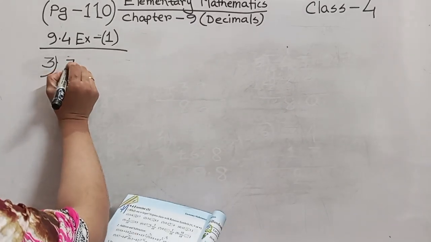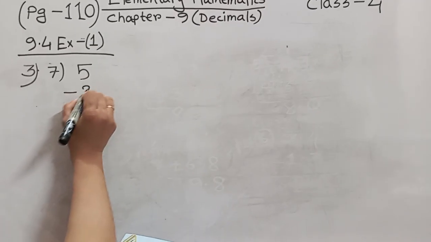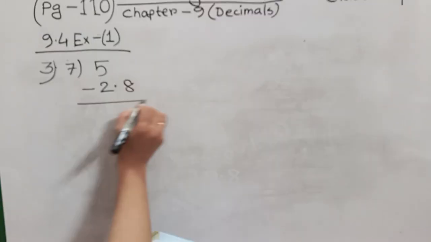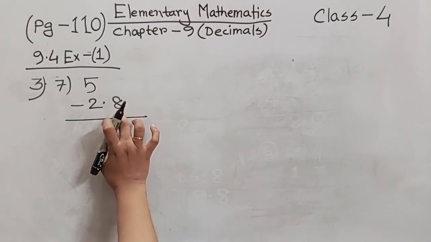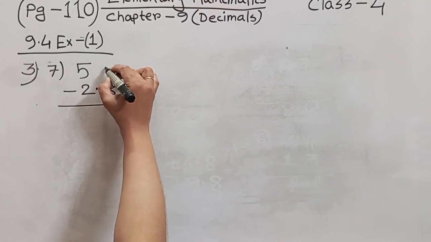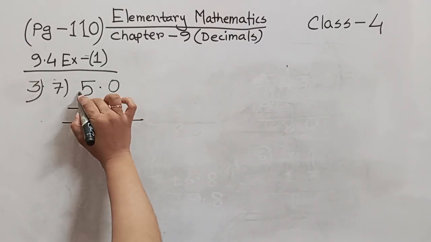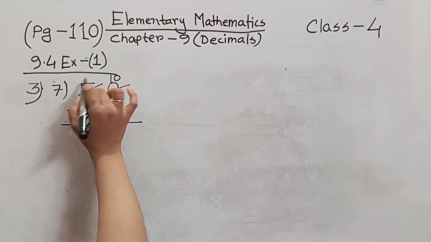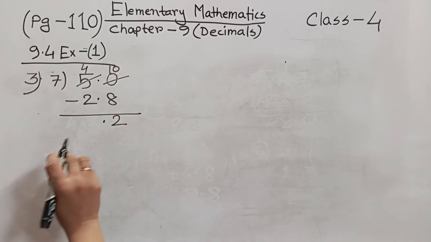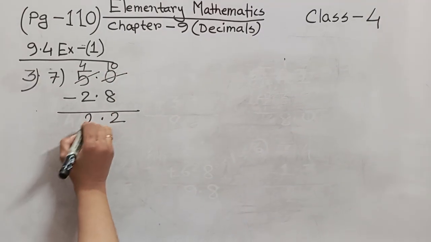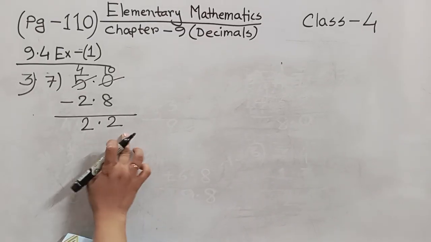Number 7. 5 minus 2.8. This is subtraction, so here 8 is a single digit, the upper number is 0. So we cannot subtract 8 from 0. So from here I will take 1, it will become 10, and the 5 will be 4. 10 minus 8, 2, the decimal point, and 4 minus 2, 2. So the answer is 2.2.